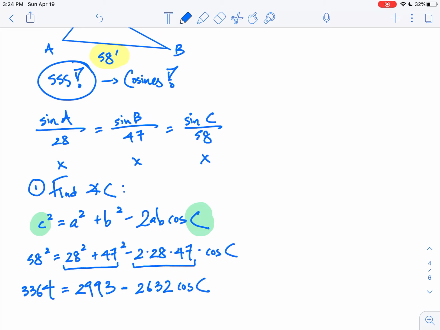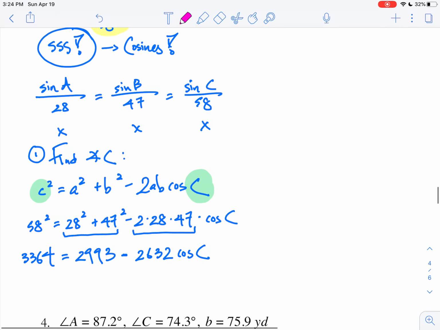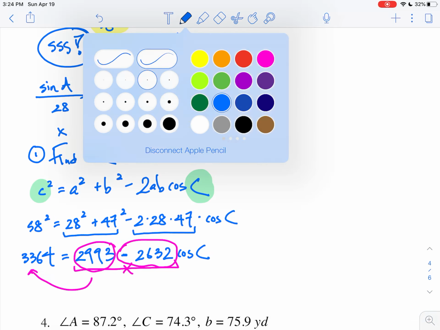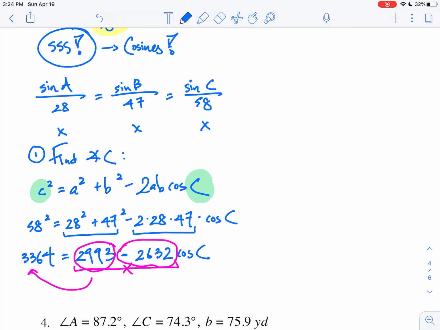2632 cosine C. Now remember, this is where most students make their mistakes. You're not going to combine those two, okay? Don't do that. Instead, you're going to take your 2993 and subtract it from the other side, and then you're going to divide by that, all right? So 3364 minus 2993 will give me 371 equals negative 2632 cosine C.